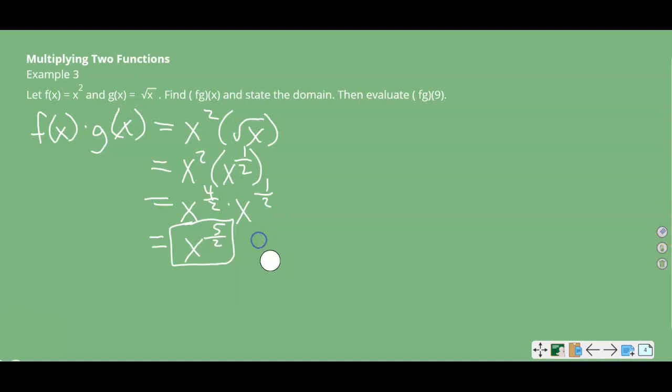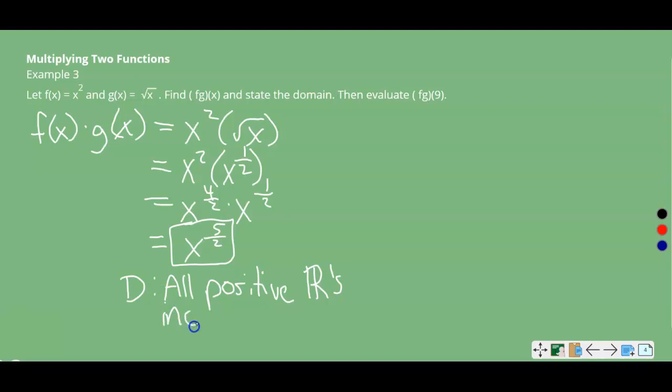Let's see. Let's write this under here. So the domain, all positive reals. And I say all positive reals. That also includes 0. So positive real numbers and 0. You also could write that as x greater than or equal to 0.